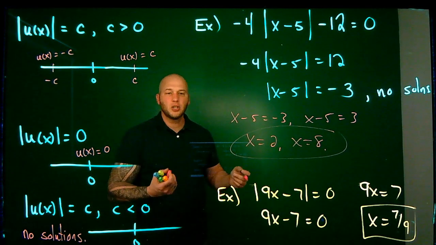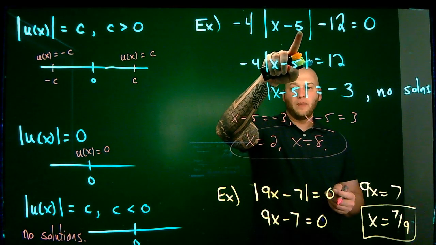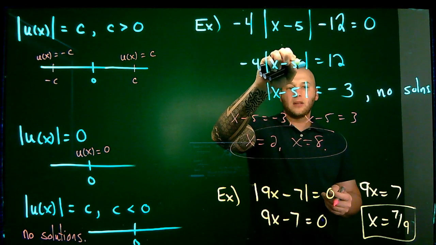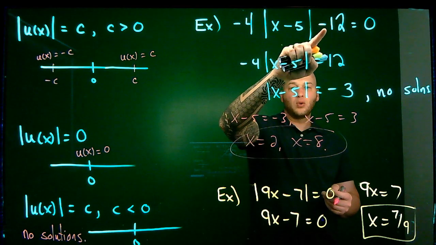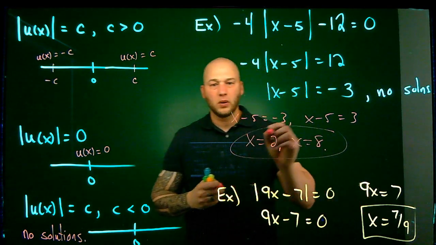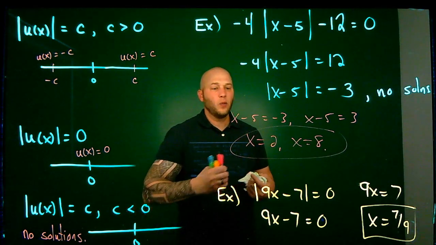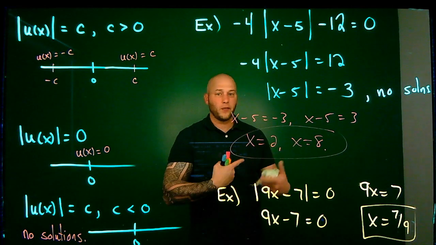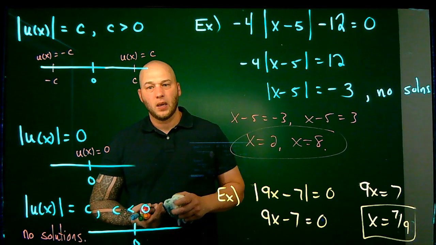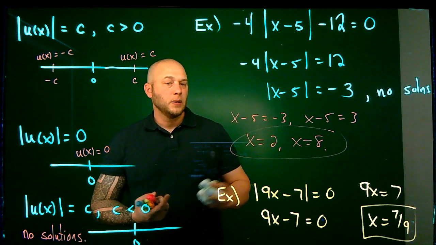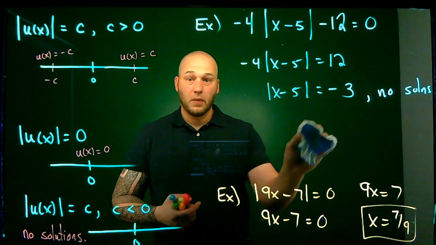But check them. Let's just check 2. If I plug 2 in, 2 minus 5 would be negative 3. The absolute value of negative 3 is positive 3. Negative 4 times 3 would be negative 12. Negative 12 minus 12 would be negative 24, not 0. Therefore, this one does not work. Same thing with the number 8. And so it's a good idea when you're solving absolute value equations, especially when you're first starting them, check your answer in the end, just to make sure you didn't make this one mistake. Okay, it's pretty quick to go back and check these, and it is a good idea to, again, give you peace of mind that you didn't make any mistakes along the way.